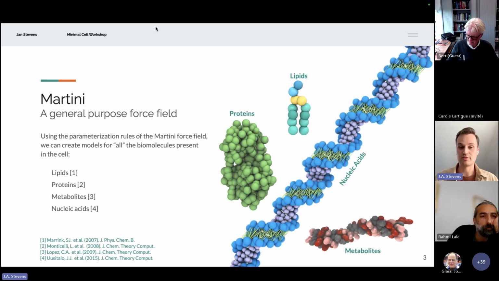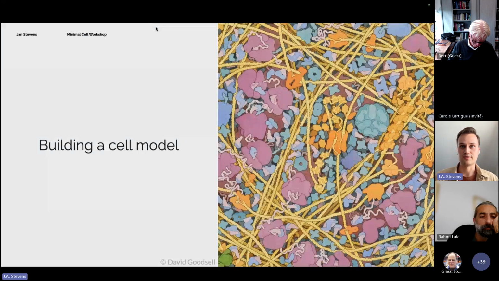The particular flavor of coarse grained model that we do is called the Martini coarse grained model. It's a type of coarse graining where we have a systematic set of rules that you can apply to any biomolecule to then create a coarse grained model of almost all biomolecules, going from proteins, lipids, nucleic acids, and metabolites. Since we can create a coarse grained model of all these different biomolecules, the next logical step would be to think about whether we can combine them and create a model of an entire cell. So that's the project I'll talk about, and I'll go through the individual steps that we take to eventually end up with a coarse grained model.